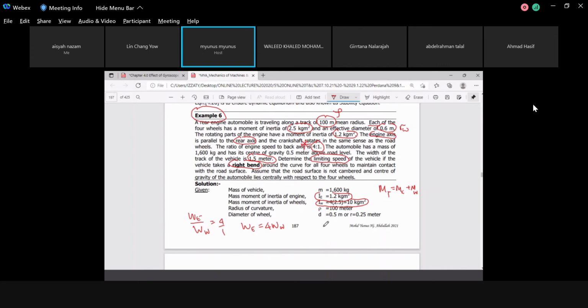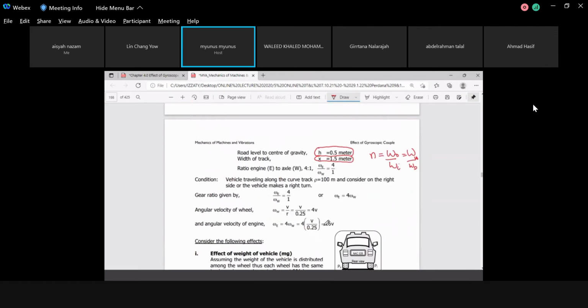Sometimes it's not given the ratio of the engine speed to the back axle, but instead, at that particular instant, the speed shown by the tachometer and also the speedometer. We are going to look for the limiting speeds, or perhaps the maximum speed, in such a manner that all four wheels will remain on the ground and will not leave the ground. So these are the equations.